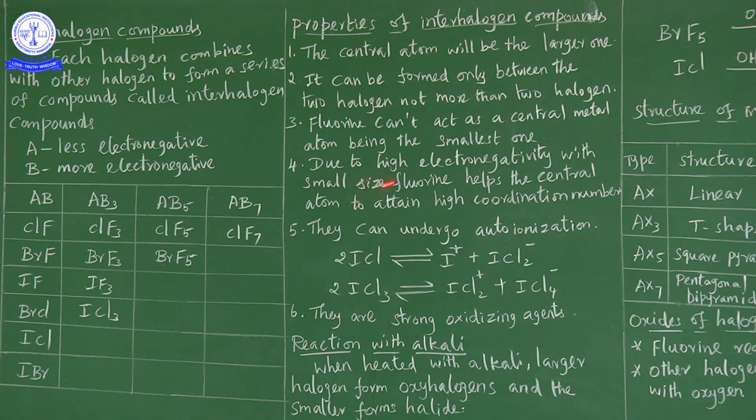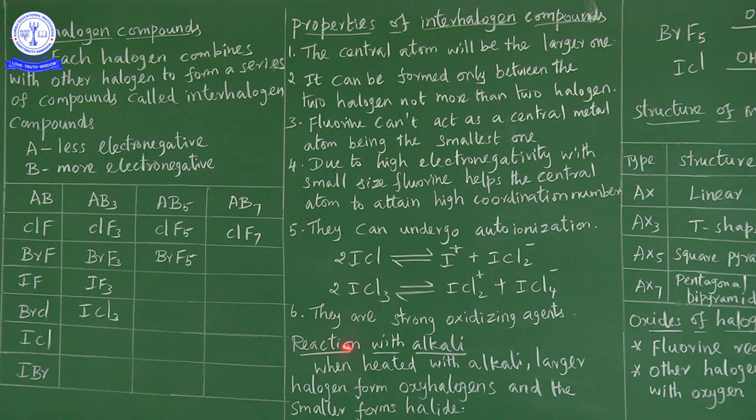Then, due to its high electronegativity and small size, fluorine helps the central atom attain a high coordination number. Then they can undergo autoionization. And the last one is that they are strong oxidizing agents, like hydrogen halides.